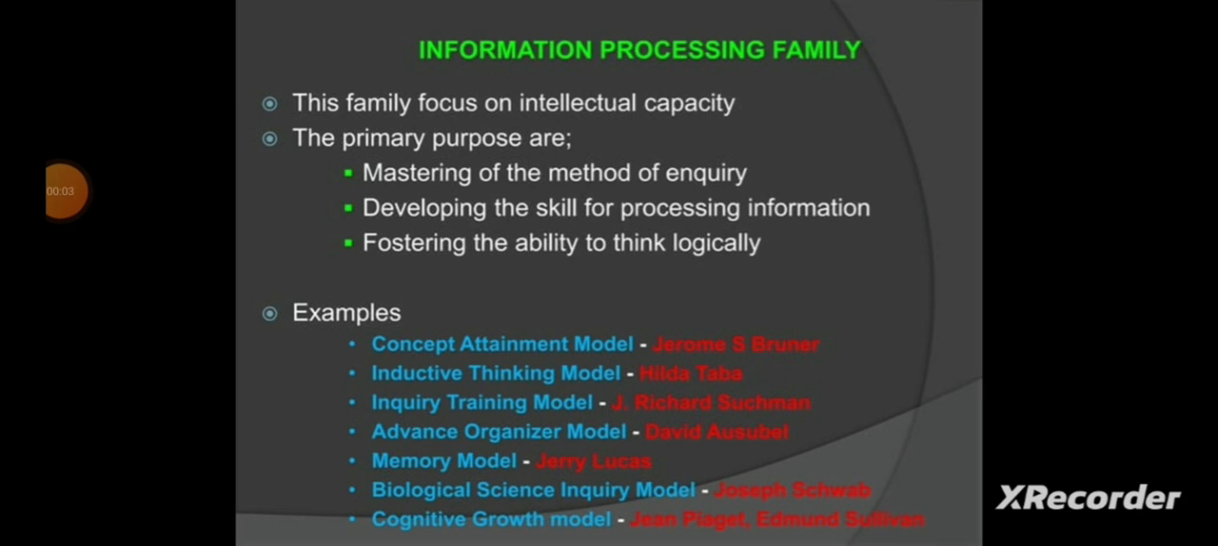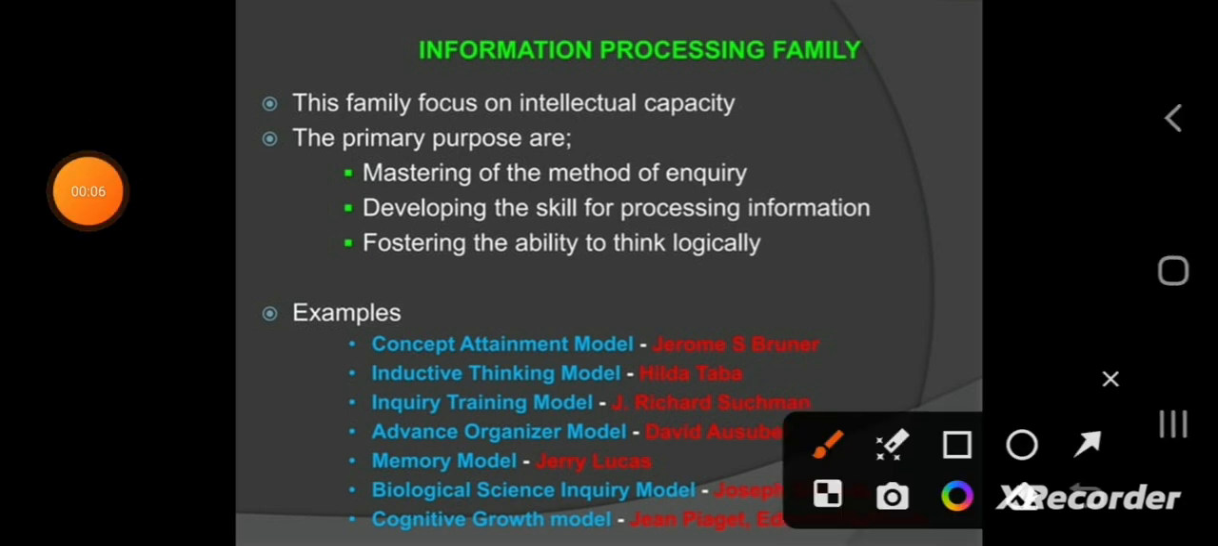Information processing family. This family focuses on intellectual capacity. Primary purpose: mastering the method of inquiry, teaching students how to systematically investigate and explore topics, forming a structured approach to learning and problem solving. Developing the skill for processing information, helping students improve their ability to analyze, interpret, and use information effectively. Fostering the ability to think logically, encouraging students to develop logical reasoning and critical thinking skills.